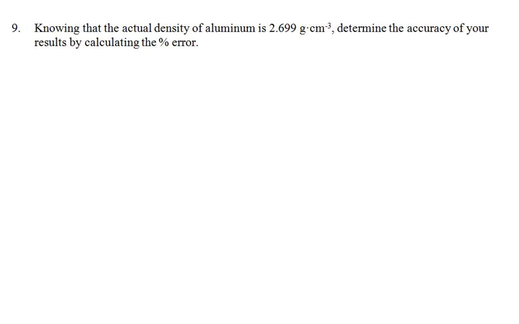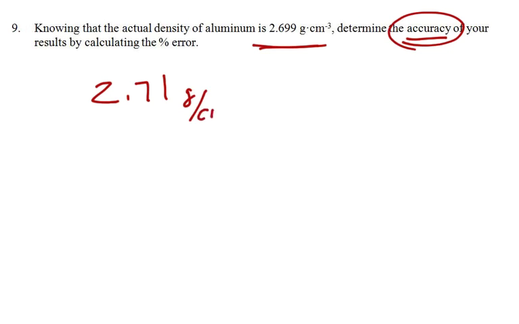Now, we want to be able to talk about the accuracy of our value. And the accuracy is how close is our value to what it's really supposed to be. Now, it's fortunate here because for aluminum, we know what the density of aluminum is supposed to be, 2.699 grams per cubic centimeter. So we're getting a value of 2.71 grams per cubic centimeter. We're going to subtract the 2.699 because we want to see how much we are off.